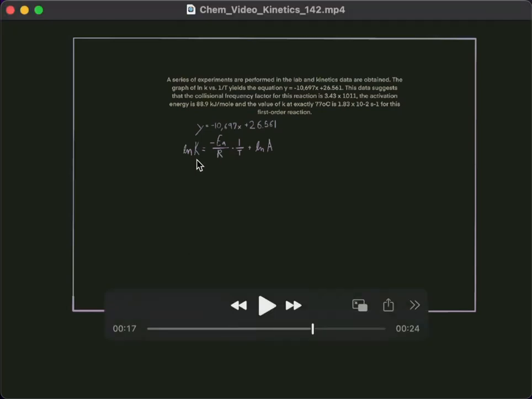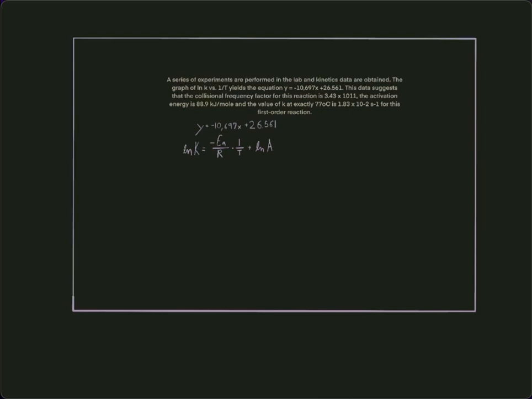In this equation, K is the rate constant for the reaction, EA is activation energy in kilojoules per mole. R is the universal gas constant, which is 8.314 joules per mole Kelvin. T is temperature in Kelvin. And A is a collisional frequency factor, which is unitless and essentially expresses the probability of the orientation of a molecule and is specific to the reaction you're doing.